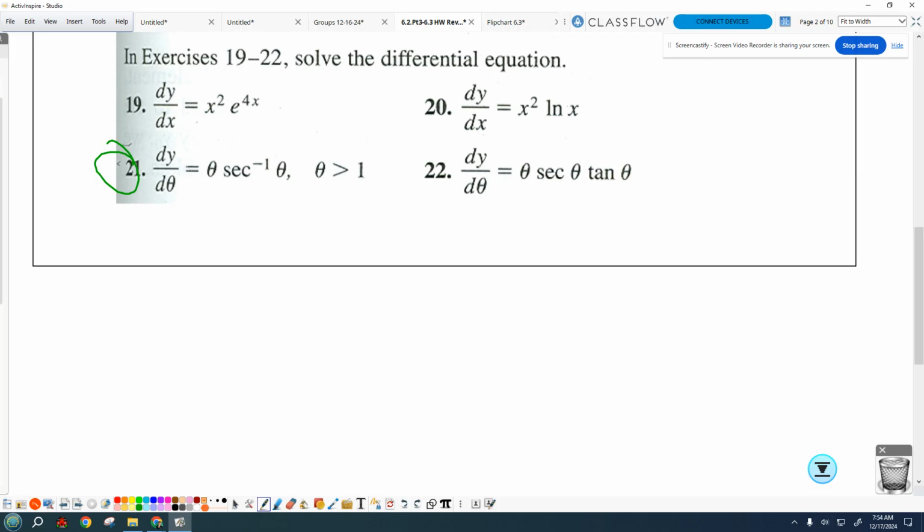Stella, what kind of integration do you think? Is this going to be use sub, integration by parts, or something else? Integration by parts. Roman, what would the U value be with this integration by parts? It would be inverse secant. We don't have log, but we do have trig inverse.